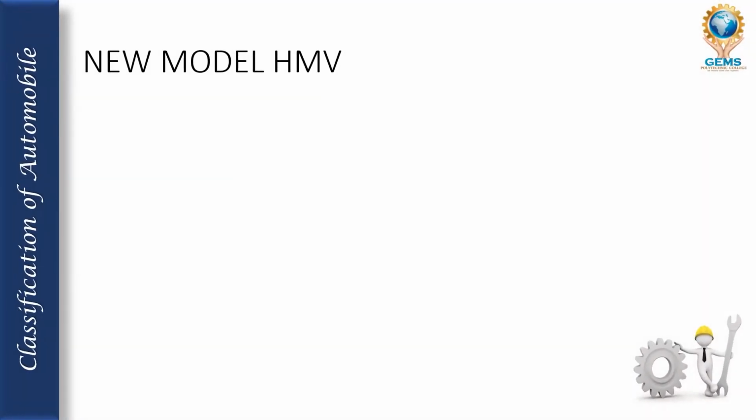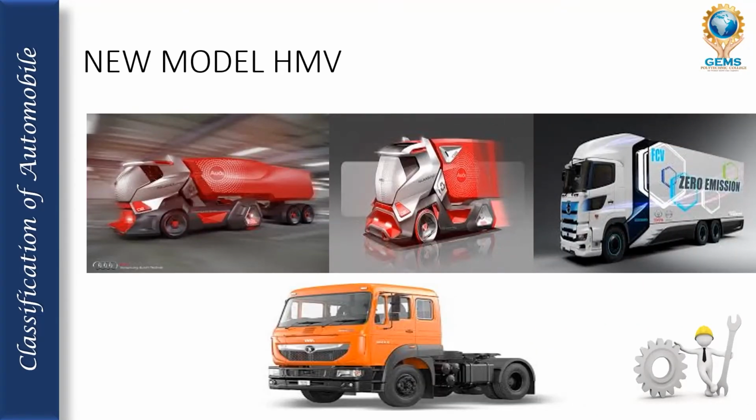So new model HMV. Audi, Toyota and Tata have released some new models of heavy motor vehicles. We're going to see them here. First, this Audi is already going to be launched. It looks like a small vehicle, but it carries a huge load. In any difficult situation, like rainfall or snowfall, they have designed this vehicle so that it won't stop.